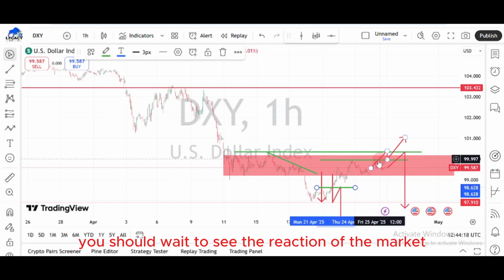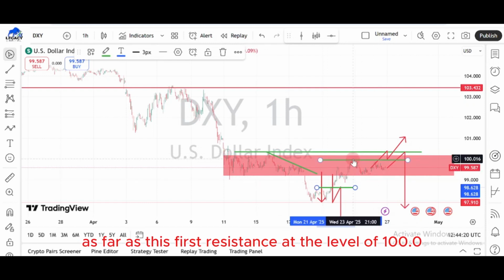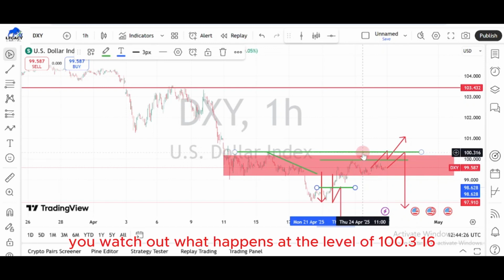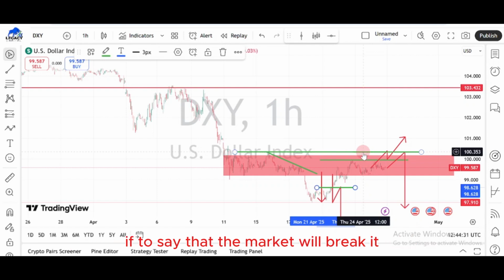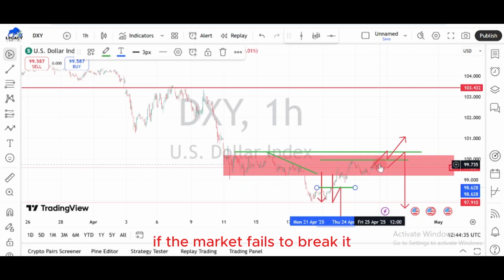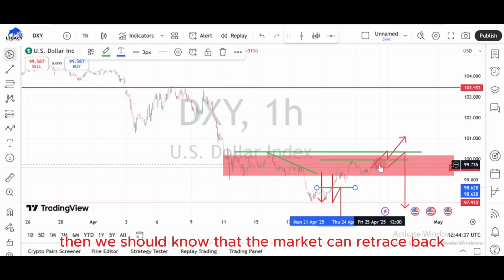So as the market opens tonight, what you should do as a trader is wait to see the reaction of the market as far as this first resistance at the level of 100.016 is concerned, and secondly, you watch out what happens at the level of 100.316. If the market breaks it, then you know that the market will keep on buying. If the market fails to break it, then we should know that the market can retrace back.